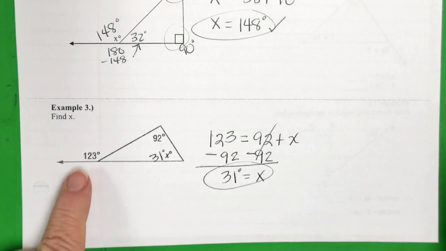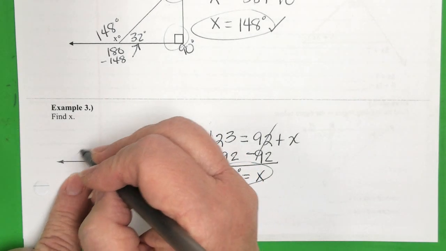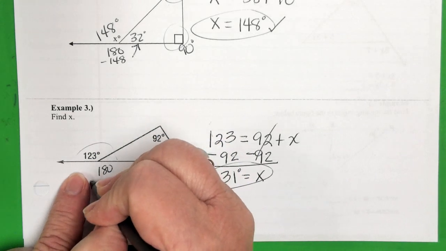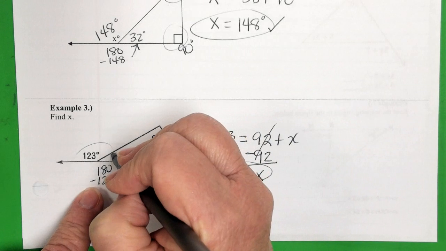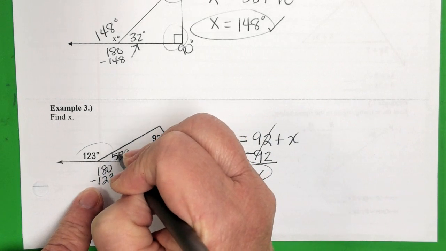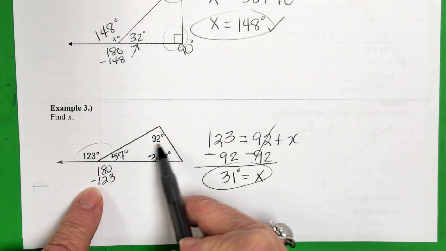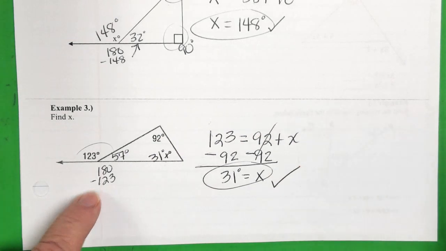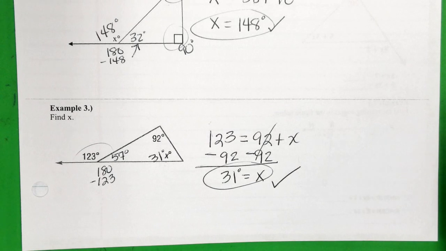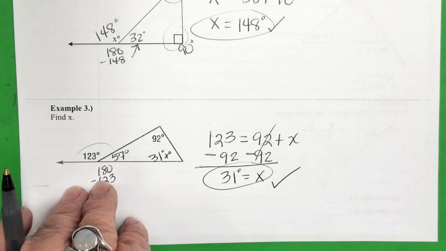To check it, we know these two are 180. So 180 minus 123 is going to be 57. And if I add these three angles together, I get 180. So I know my answer is 100% correct. Alright, let's move on to example 4.